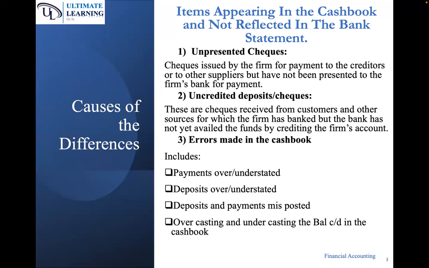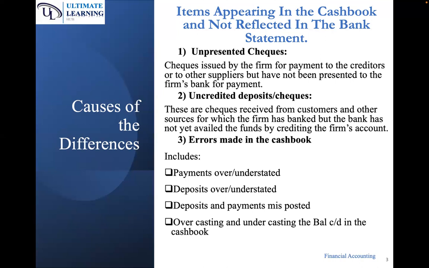The third item that causes the differences, items appearing in the cash book and not reflected in the bank statement, is errors made in the cash book. Sometimes the accountant can make an error in the cash book when preparing it, whereby maybe, number one, he has overstated or understated some payments.